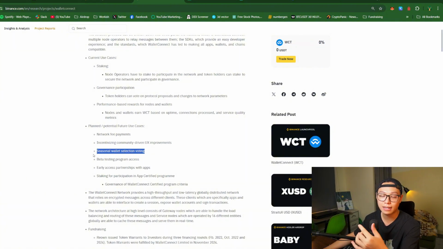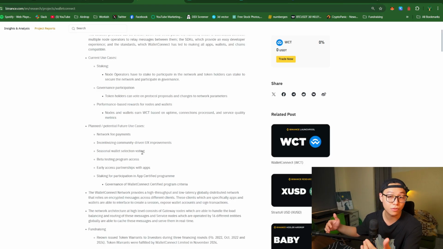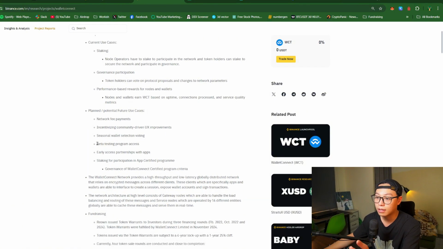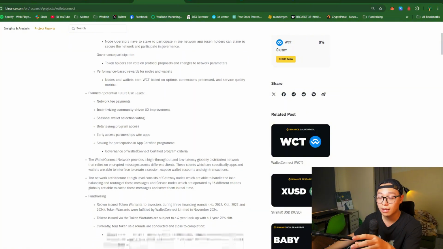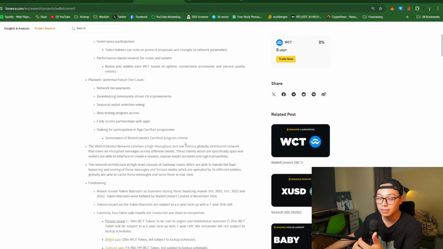Now, I think this is like governance stuff, so they can come out and say, hey, what wallets should we add next, and the community can vote on it, so basic. The fourth potential use case is the beta testing program access. So probably this is for developers, testing new apps or new wallets or whatever, right? Early access partnerships with apps, and then staking for participation in app certified program, governance of WalletConnect certified program criteria. Now, a lot of use cases in the pipeline, but we have to see after the token is released, and their plans with that as well.